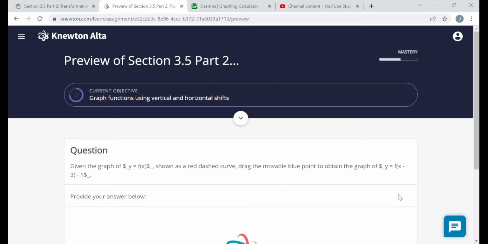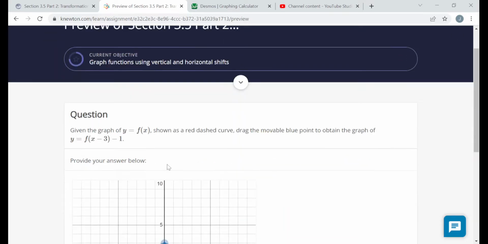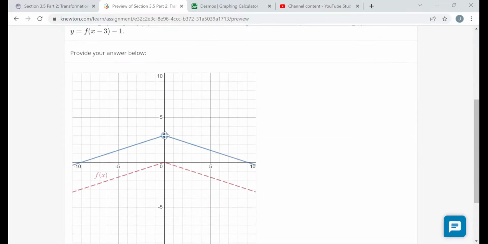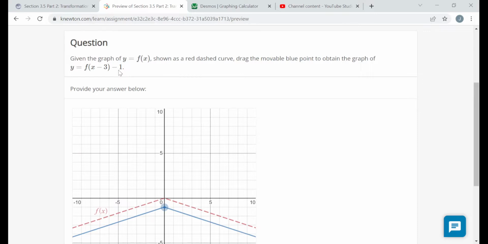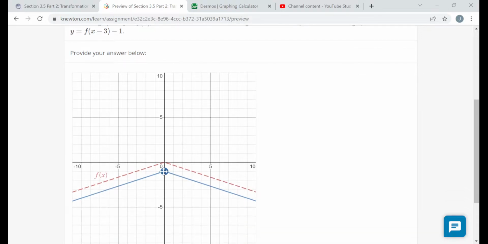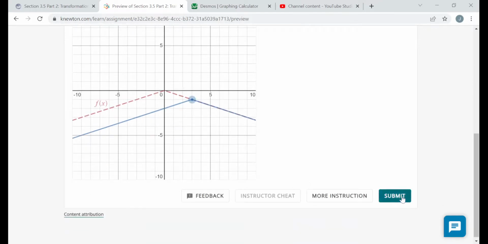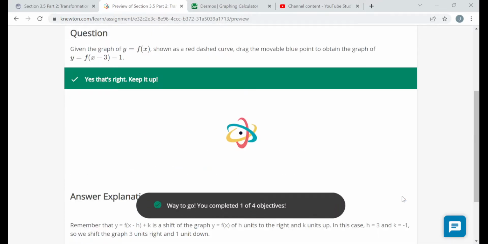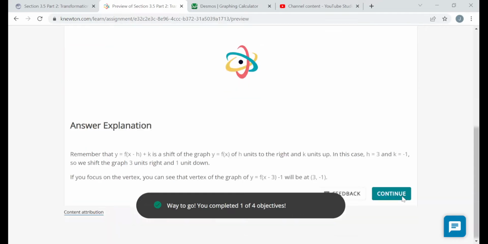All right, so one more with the shifts here. So down 1, right 3. There's a minus 1 afterwards. So here's the original graph. I move it down 1 unit for the minus 1 after. And then x is replaced by x minus 3. So h is positive 3. That's going to be to the right 3. So down 1, right 3. And there's the new graph after the transformations have occurred. Wonderful. All right, so that objective's done with the shifts.